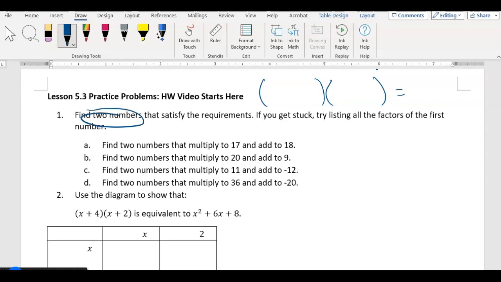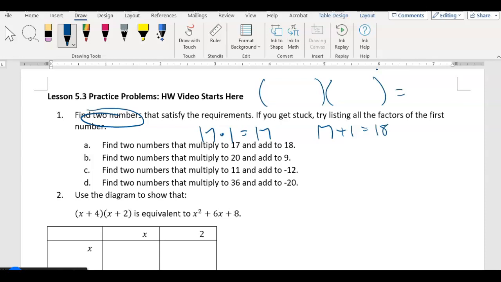So it's find two numbers that satisfy the requirements. If you get stuck, try listing out all of the factors. Remember, the factors are the numbers that can be divided evenly into the number without any remainders. So find two numbers that multiply to 17 and add to 18. So 17 times 1 equals 17, and 17 plus 1 equals 18. So those are my numbers, 17 and 1.